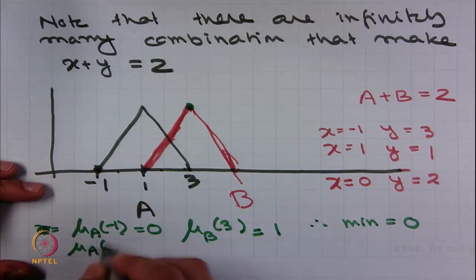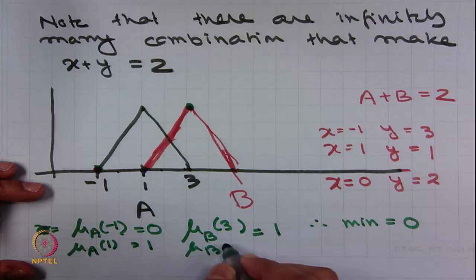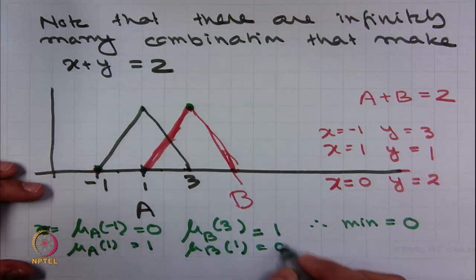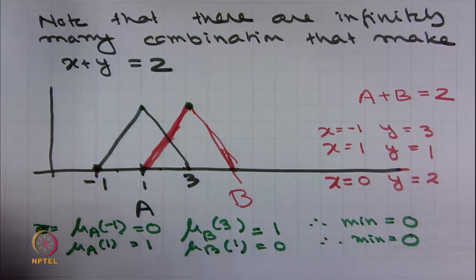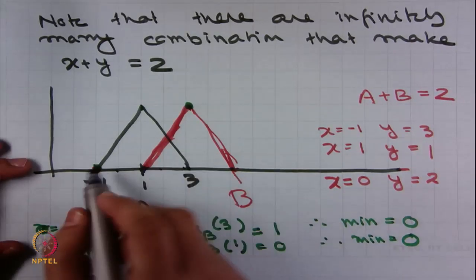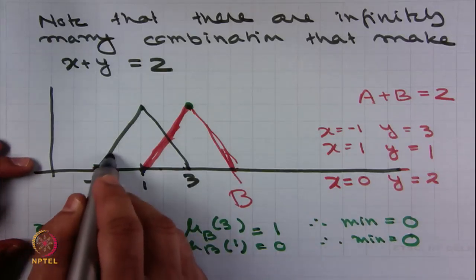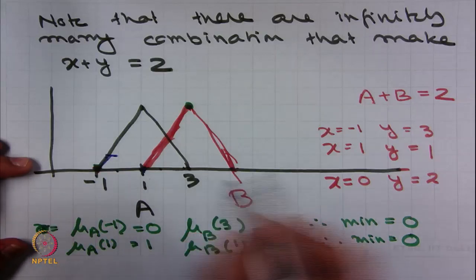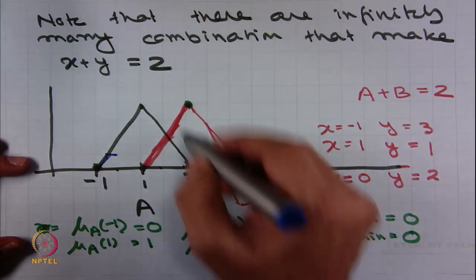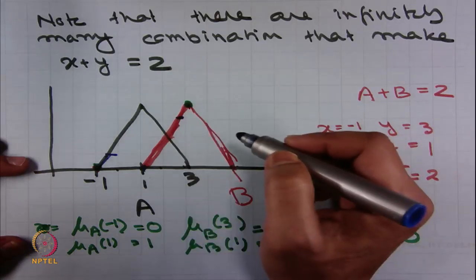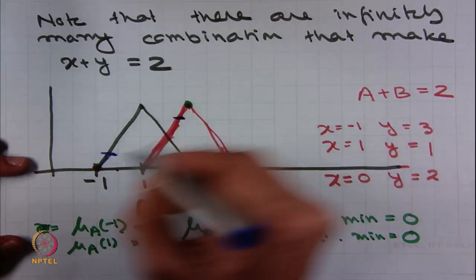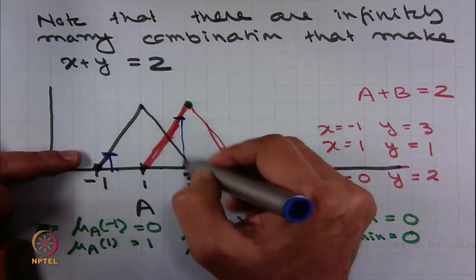Mu A of 1 is equal to 1 and mu B of 1 is equal to 0. Therefore, the minimum is equal to 0. Now, let us move. Suppose I increase the value of x from minus 1. Therefore, the value of y has to be appropriately reduced from 3, and the possibility is that these two, when added up, will give me 2.